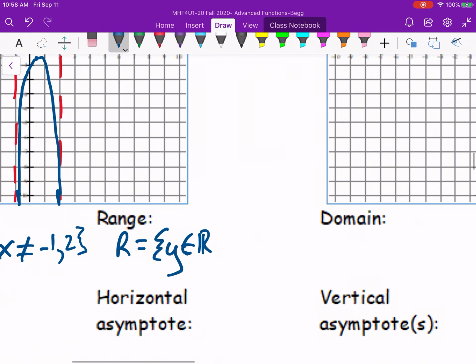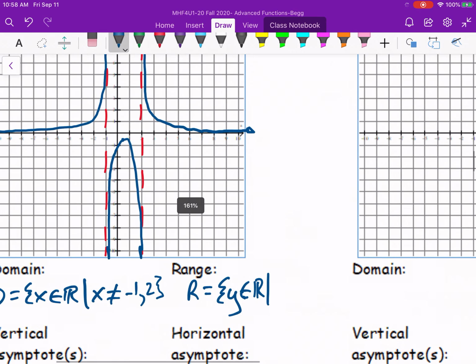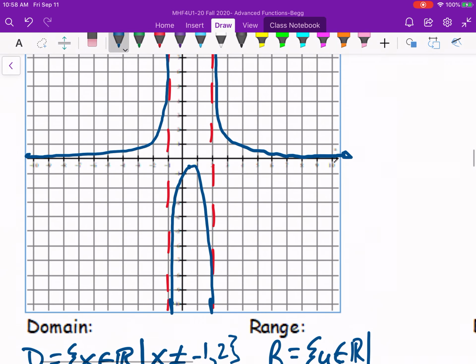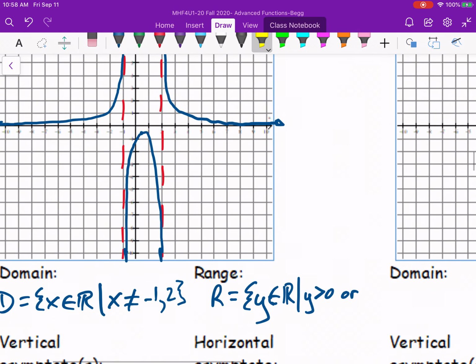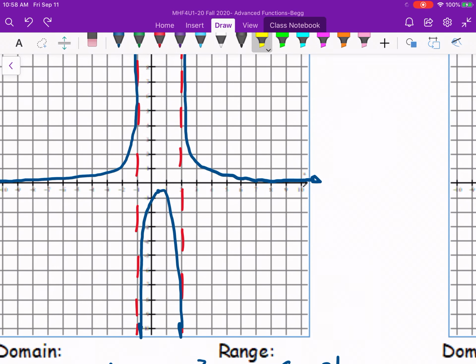Zoom in so I can write this neater. It's all real numbers, but there's actually a gap. So it doesn't touch the y-axis, right? So y has to be greater than 0. Or there's also this chunk down here, and that doesn't even go all the way up to 0, does it? In fact, there is a gap, and that gap runs from 0 all the way down to this point here.